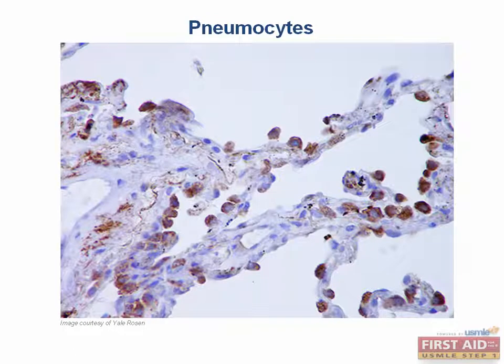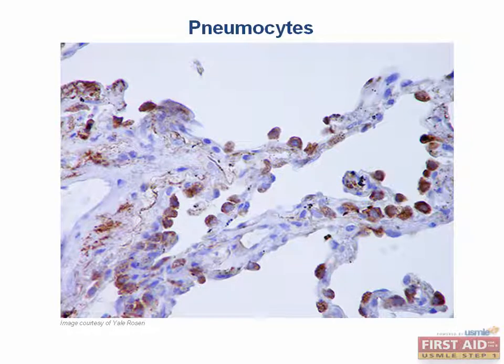Pneumocytes are high yield for the board exams as they play a crucial role in both gas exchange and respiratory physiology. First, let's talk about type 1 pneumocytes. Type 1 pneumocytes make up most of the alveolar surface. Now, what's their cellular morphology? These cells are squamous cells, the same ones we discussed earlier when talking about the alveolar epithelium. They are thin and flat, which makes them great for gas exchange at the alveolar capillary interface.